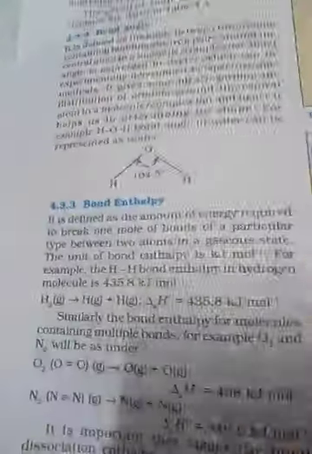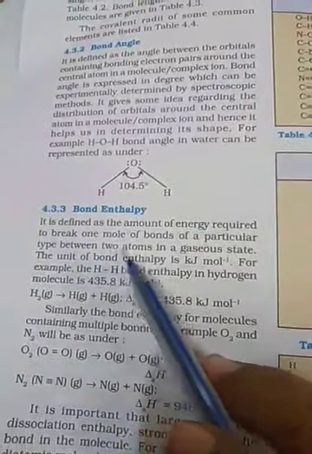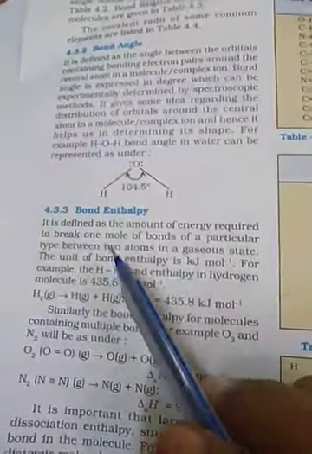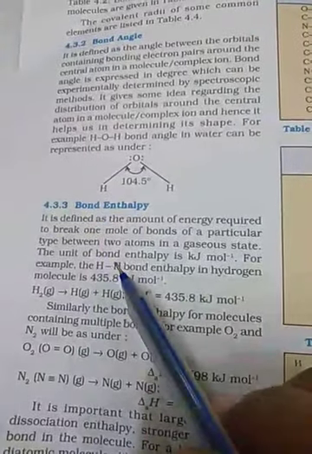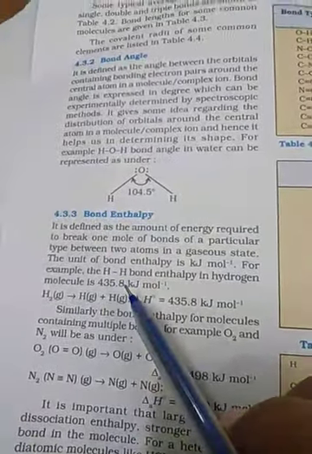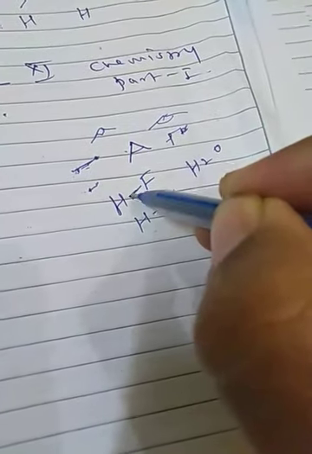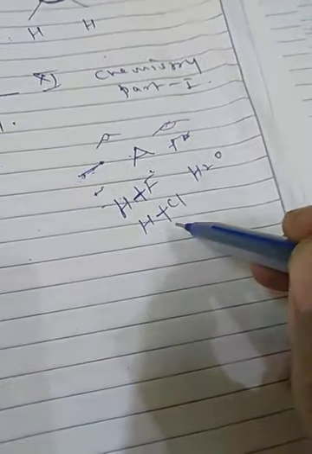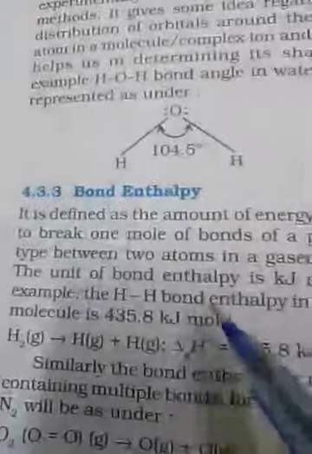Now bond enthalpy. What is the bond enthalpy? It is defined as the amount of energy required to break 1 mole of bonds of a particular type between two atoms in a gaseous state. Okay, I want to break this bond. See, HF, HCl or H2O. So we want to break this bond to separate these two. The energy required to break the bond is called the bond enthalpy.